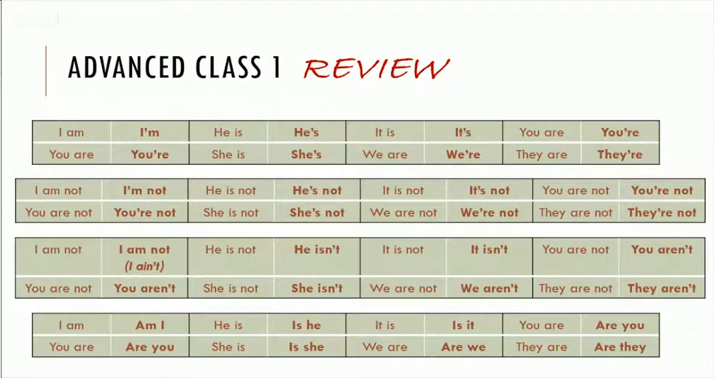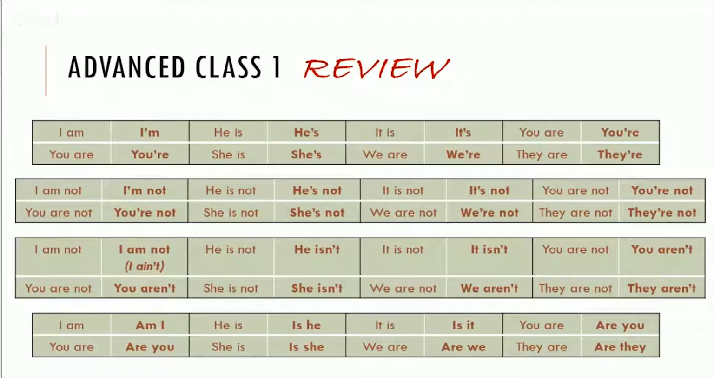And then at the end, we also worked with the questions, right? So we learned that to make a question with the verb to be, you take the verb to be and you put it in the beginning, right? You move it to the beginning. So I am changes to am I? Am I a good student? He is changes to is he? Is he a good student? It is changes to is it? Is it Monday? You are changes to are you? Are you going to study tonight?